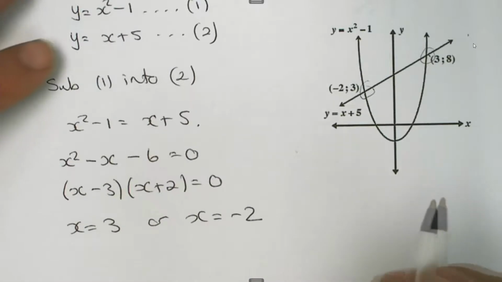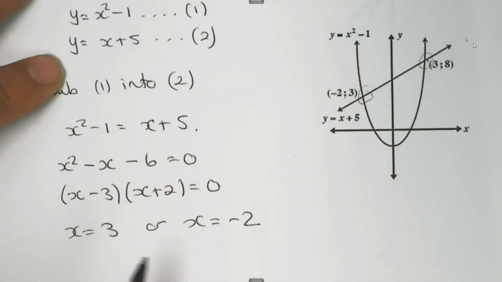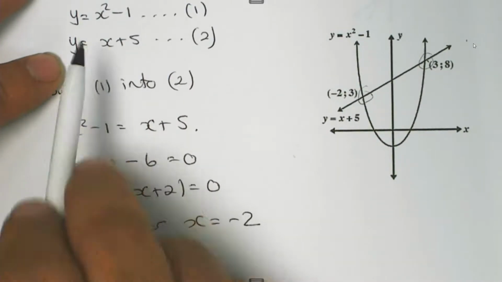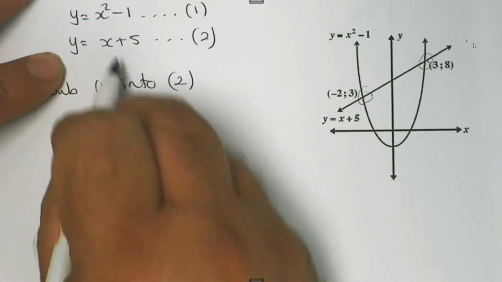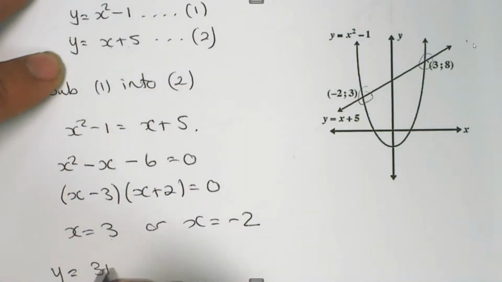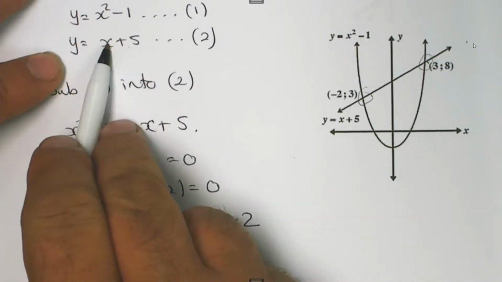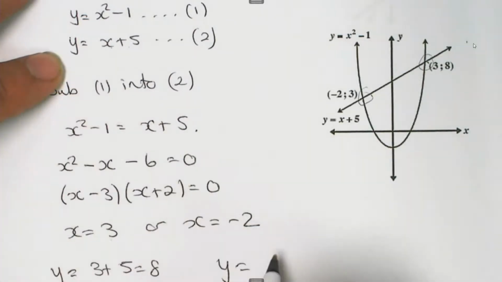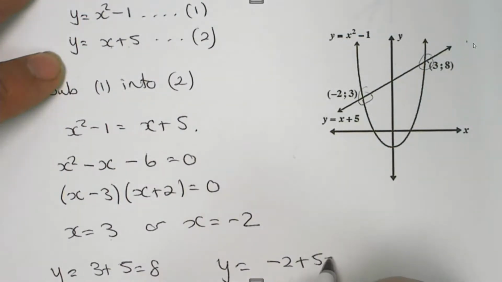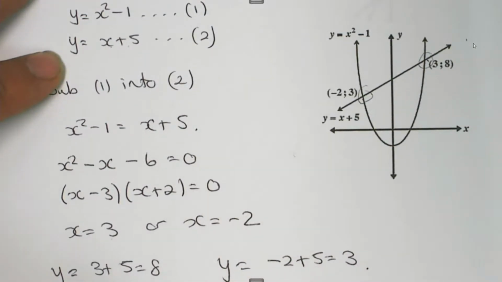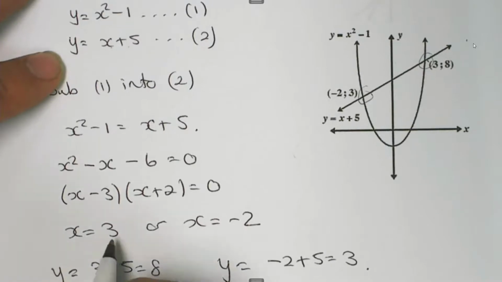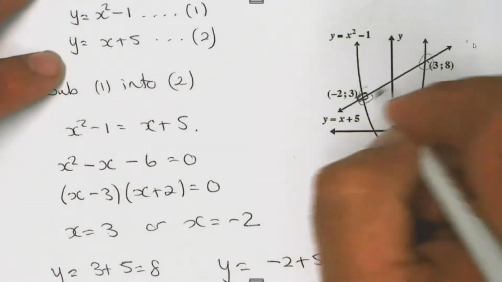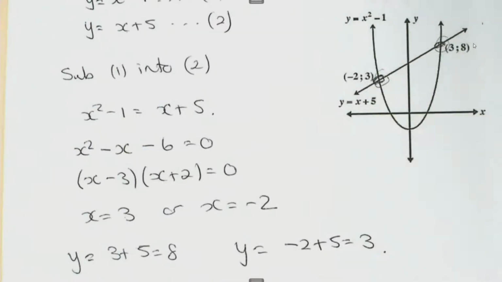Now to find your corresponding y value, we're going to put x equal to 3 into there. So y becomes 3 plus 5, which is 8. And if I put negative 2 in there, y is equal to negative 2 plus 5, which is equal to 3. So the points of intersection are x equal to 3, y equal to 8, and x equal to negative 2, y equal to 3. Right, so that will give you the points of intersection for the two graphs.